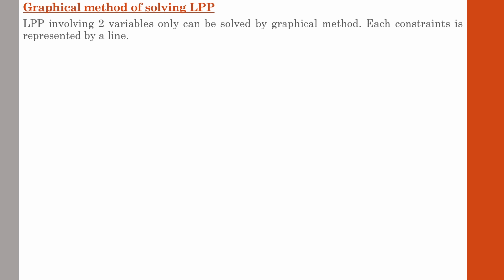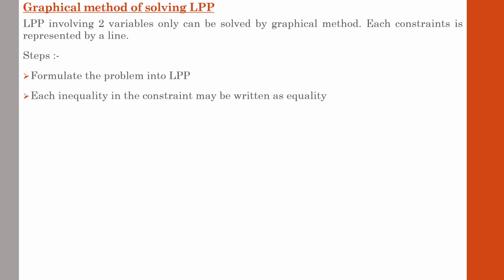Before we go further into the graphical method, you need to have some idea about the steps that have to be followed. So there are some steps. If you don't get an idea about the steps we are going to discuss, don't worry, you will get a clear picture once we deal with a real life application question. Some of the steps involved are: first, you need to formulate the problem into a linear programming problem, just like the questions we have dealt with previously. Each inequality in the constraints may be written as an equality.